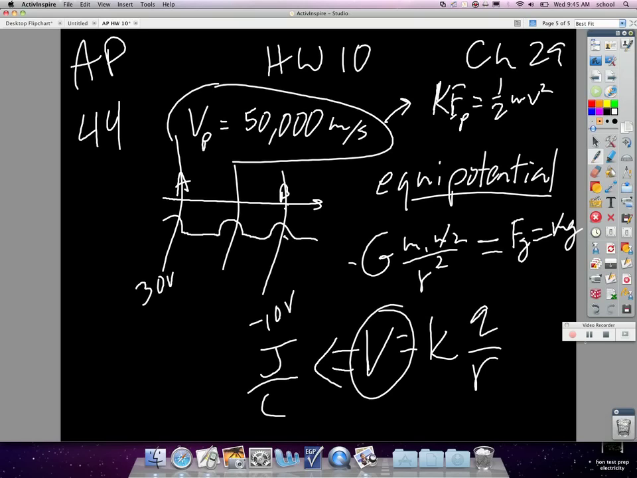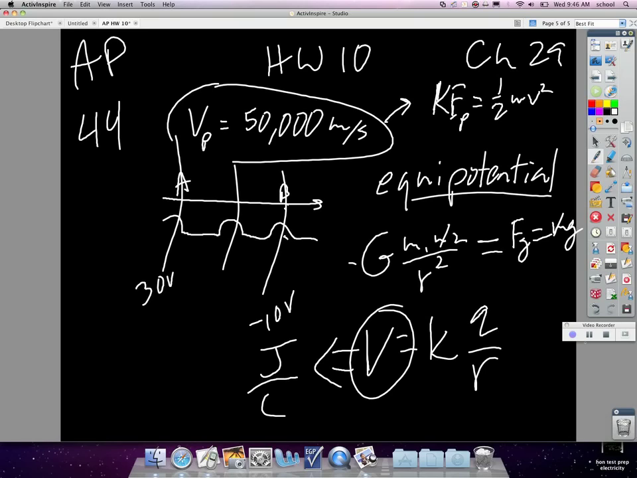Wait, give me a second. Alright. Wait, what was the question? Yeah, what's the difference between these two, 30 and -10? Just the amount of energy there is. Because the charge is already set. Right. Well, yeah. Because the charge of the protons is already set, so the energy level is changed.